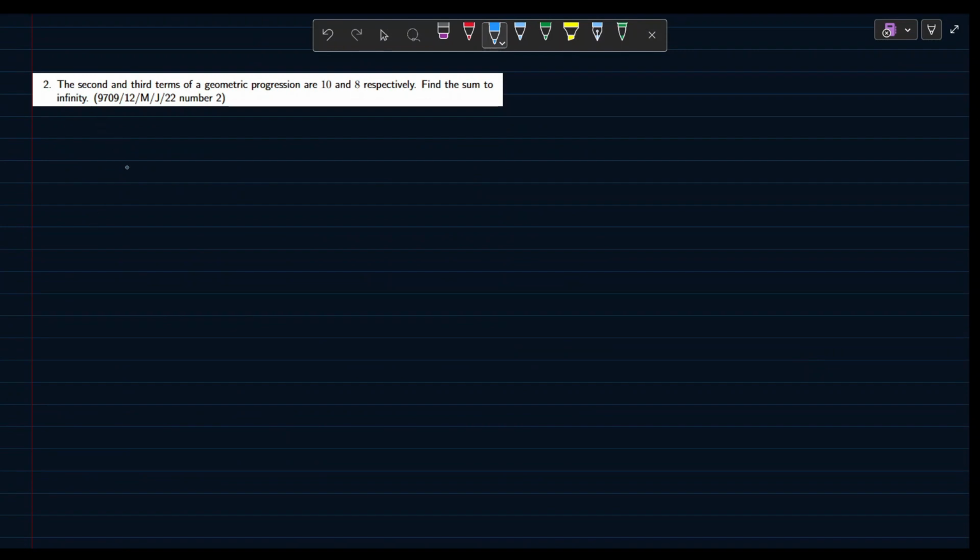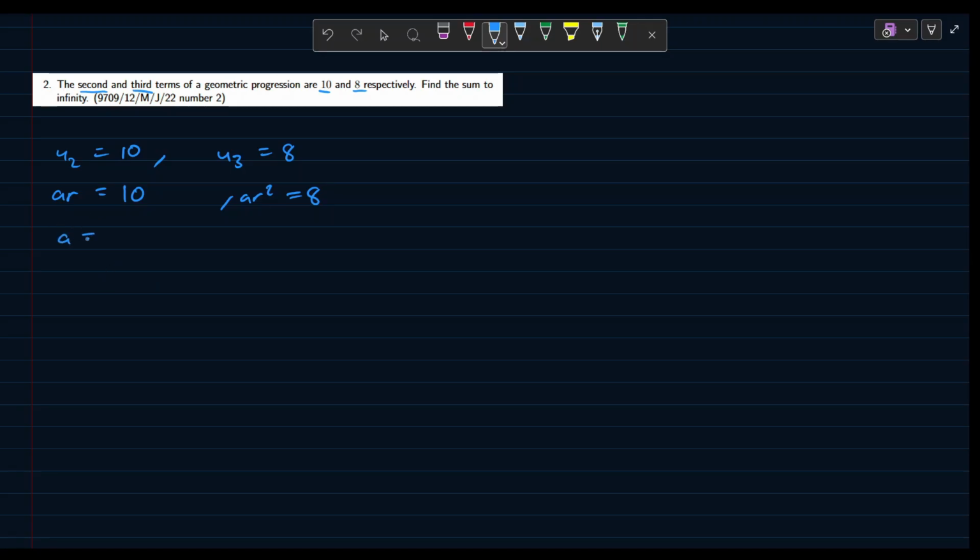Now here we're given that the second and third terms of a GP are 10 and 8 respectively. Find the sum to infinity. So we've been given that the second term, u2, is equal to 10, and we've been given that the third term, u3, is equal to 8. Okay, so using the formula for nth term for a GP, we can write this as ar is equal to 10 and ar squared is equal to 8. So we've got two equations in terms of a and r. So let's solve those two equations simultaneously.